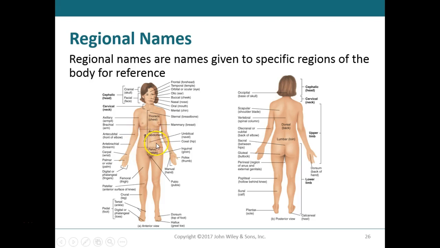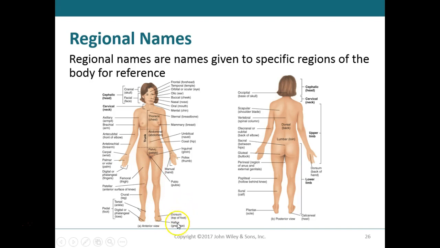Okay, so this right here, this is not your stomach. This is your abdomen. The stomach is an organ that's located within the abdomen. Coxal refers to the coxal bones, which are the hip bones. Inguinal refers to the area here where the legs meet the pelvis. The pollex is the thumb, manual is the hand, pubis is the pubic area.